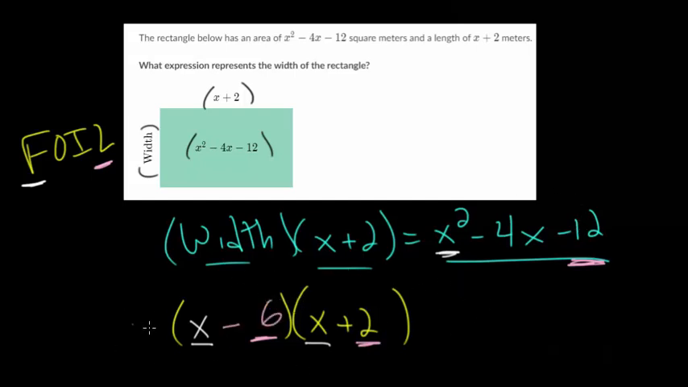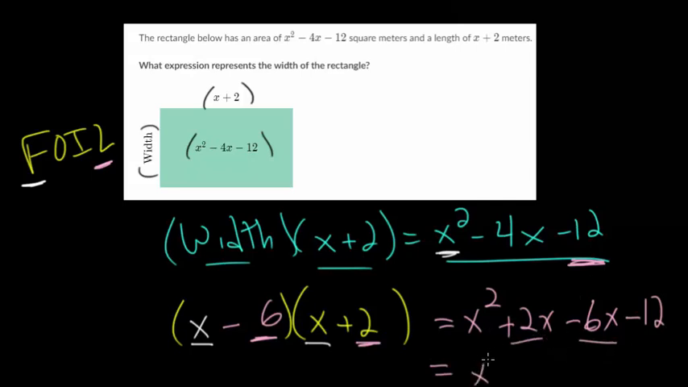So at this point, we've found an answer, but we want to check it. So let's re-multiply this out using the FOIL method. So the first ones give us x times x, which is x squared. Then we have x times positive 2, so plus 2x. Minus 6 times x, which is minus 6x. And the last terms, minus 6 times positive 2, which is minus 12. And when simplifying these like terms in the middle, you get x squared minus 4x minus 12. And since this expression was the expression that we started with, we can feel very confident that our width is equal to this binomial expression here, x minus 6.